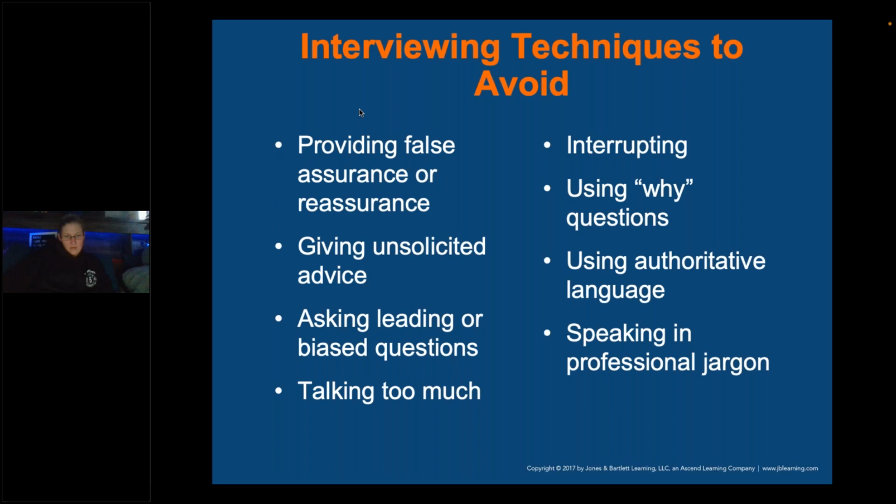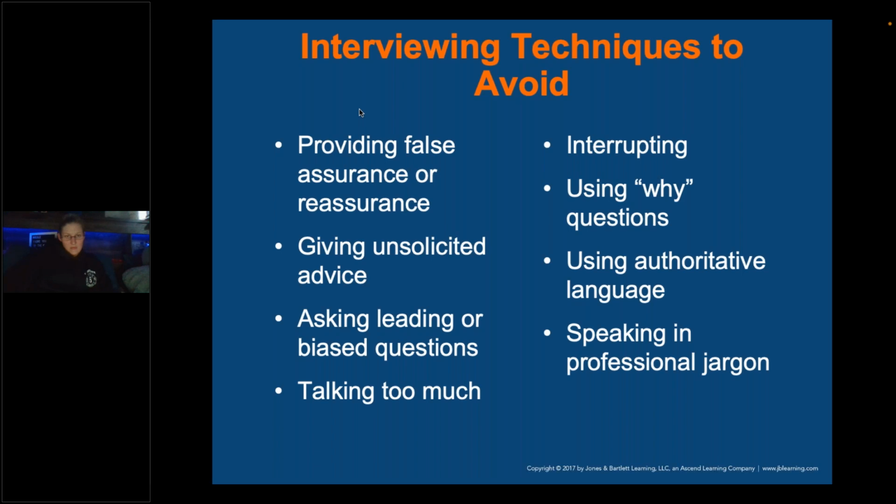Some things to avoid: providing false assurance or reassurance. Never tell a patient everything is going to be okay. Because if 10 minutes after you say that, they die or they get very sick, you told me everything was going to be okay, right? Watch out for that reassuring. What you can say is we're doing the best we can to help you get better. That's not a lie. We are doing the best we can.